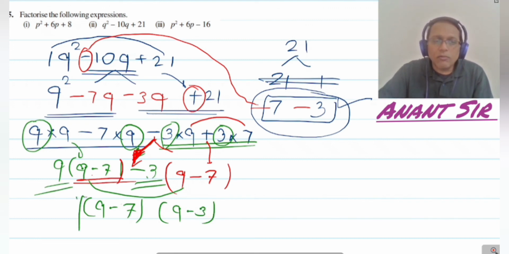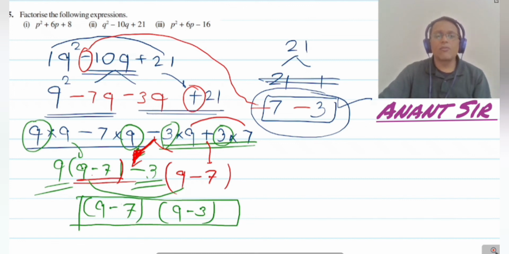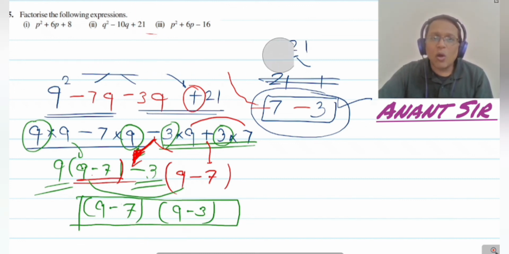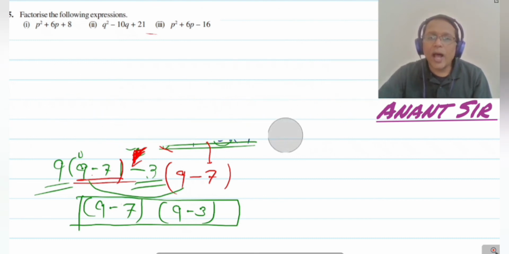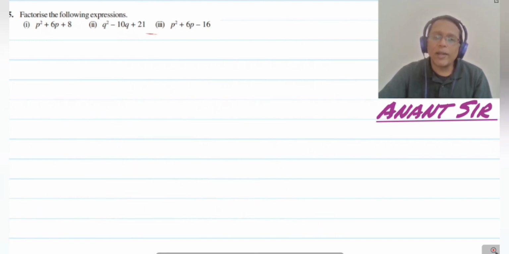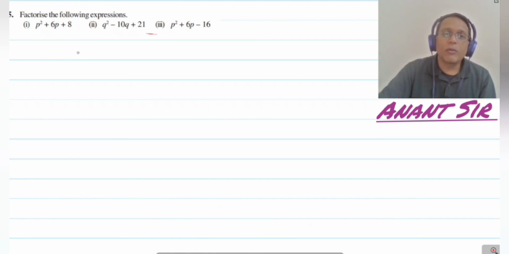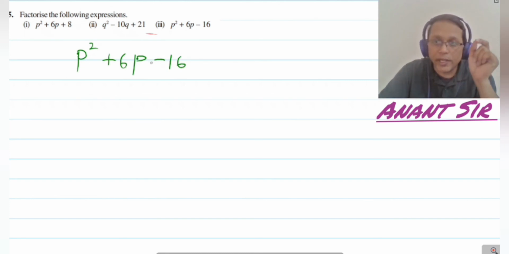So this is our final answer, friends, for the second question. Now we are going to solve the third and last question of question number 5. We are going to use the second funda which I told you in this question, because see, here the last term is negative.